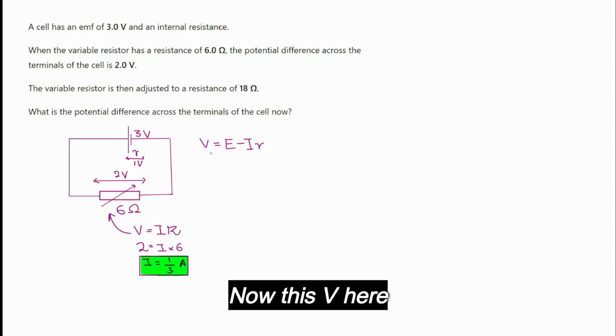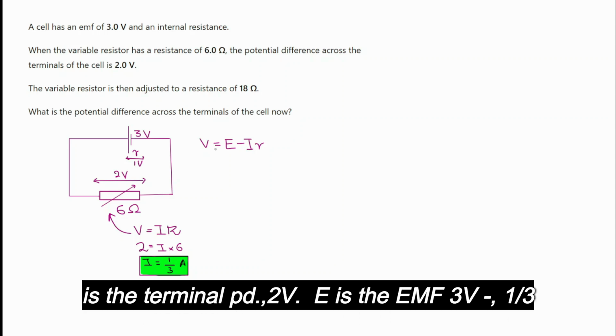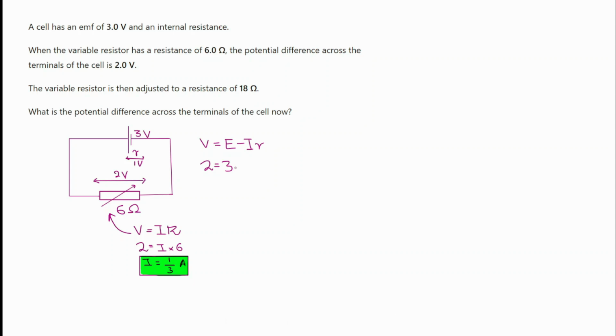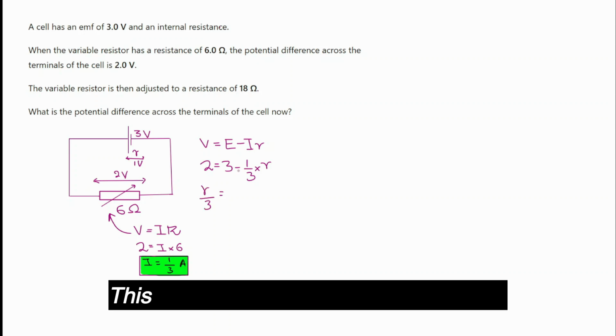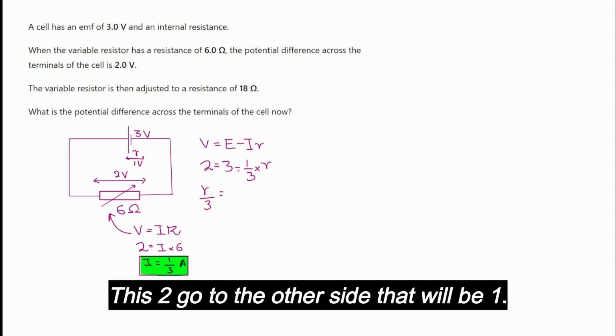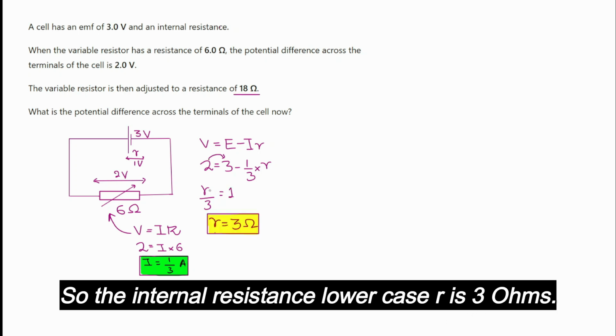Now, for the same situation, we can write V is equal to E minus I lowercase r. Now, this V here is the terminal PD, 2. E is the EMF, 3, minus 1/3 times lowercase r. Now, minus 1/3 r comes to this side, that is r divided by 3. This 2 goes to the other side, that will be 1. So the internal resistance, lowercase r, is 3 ohms.